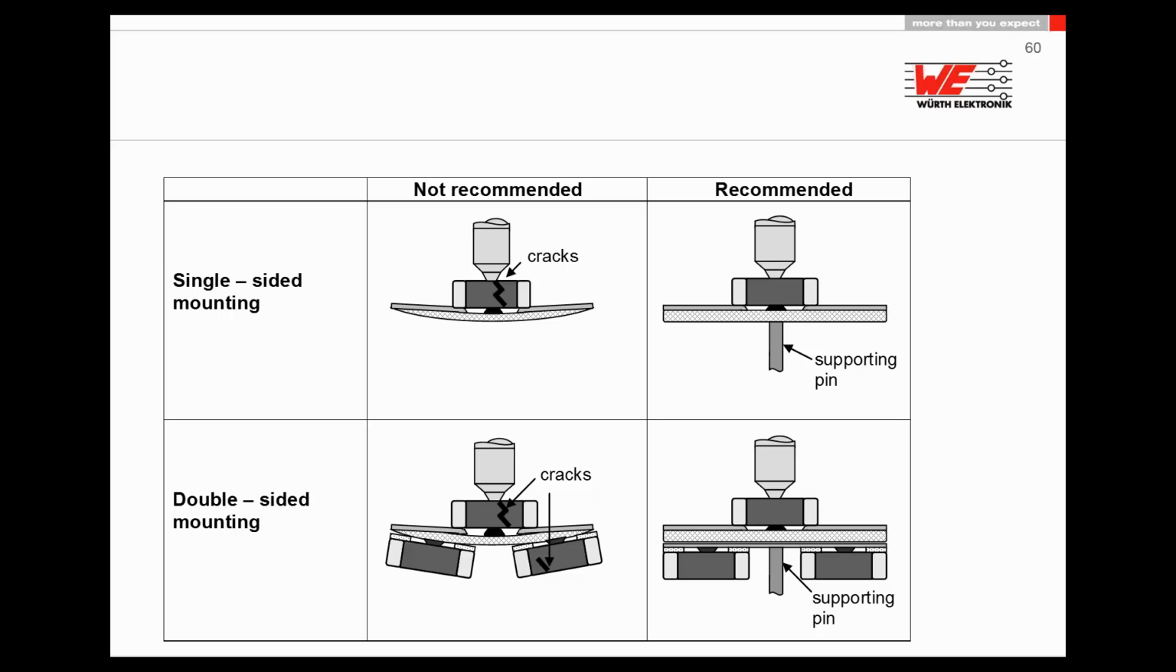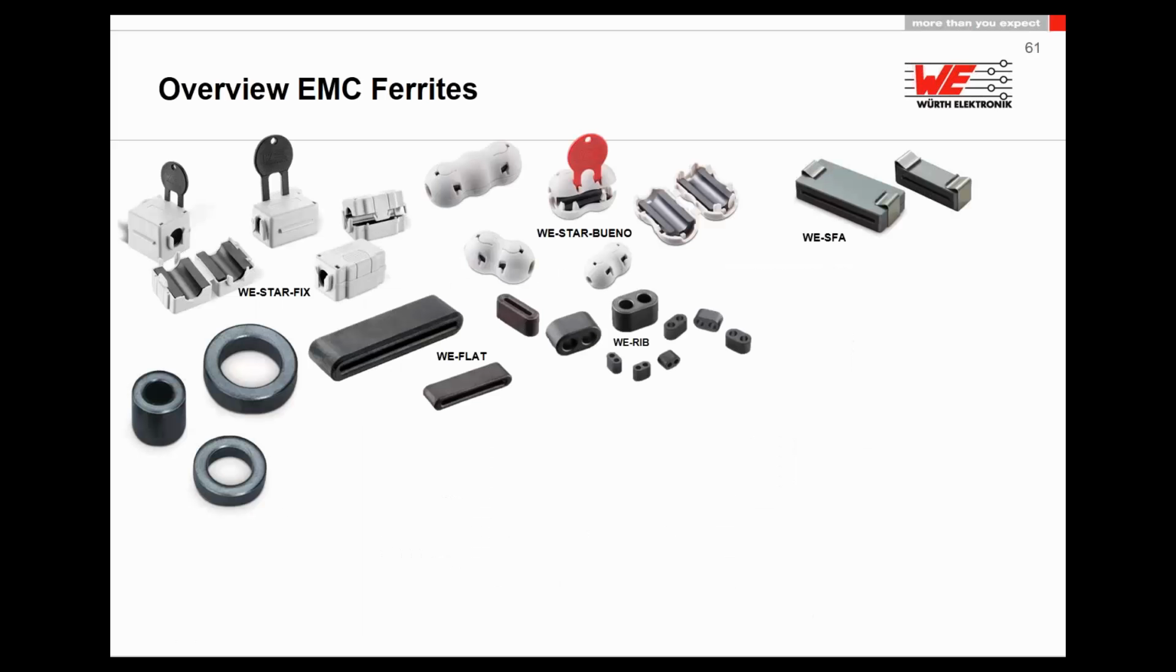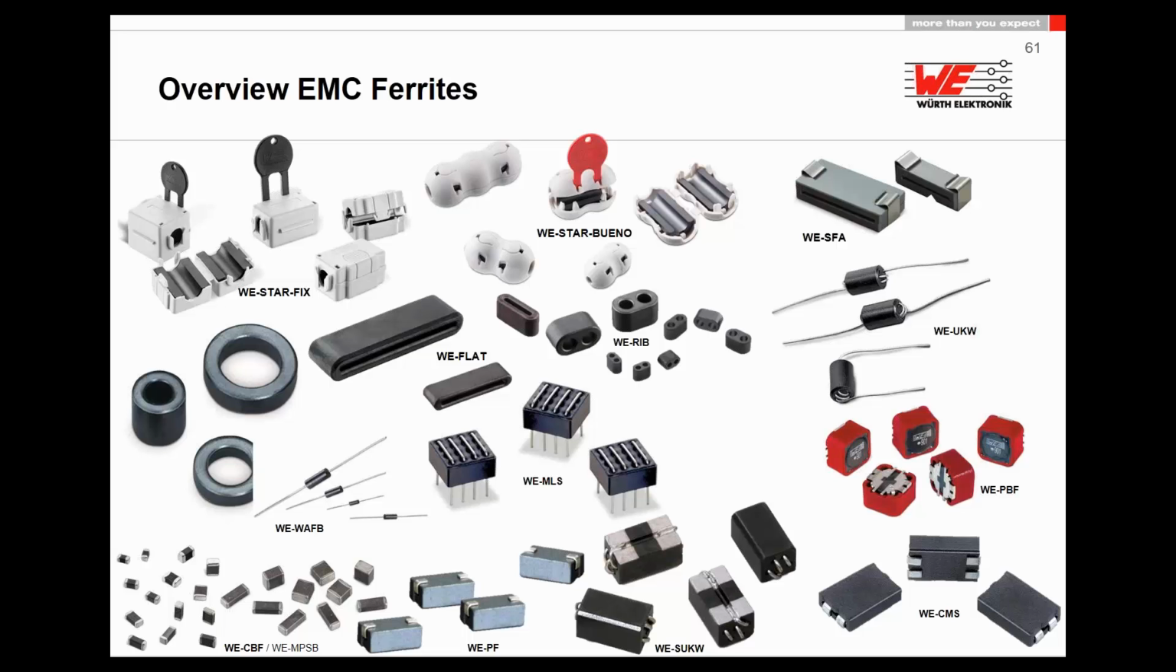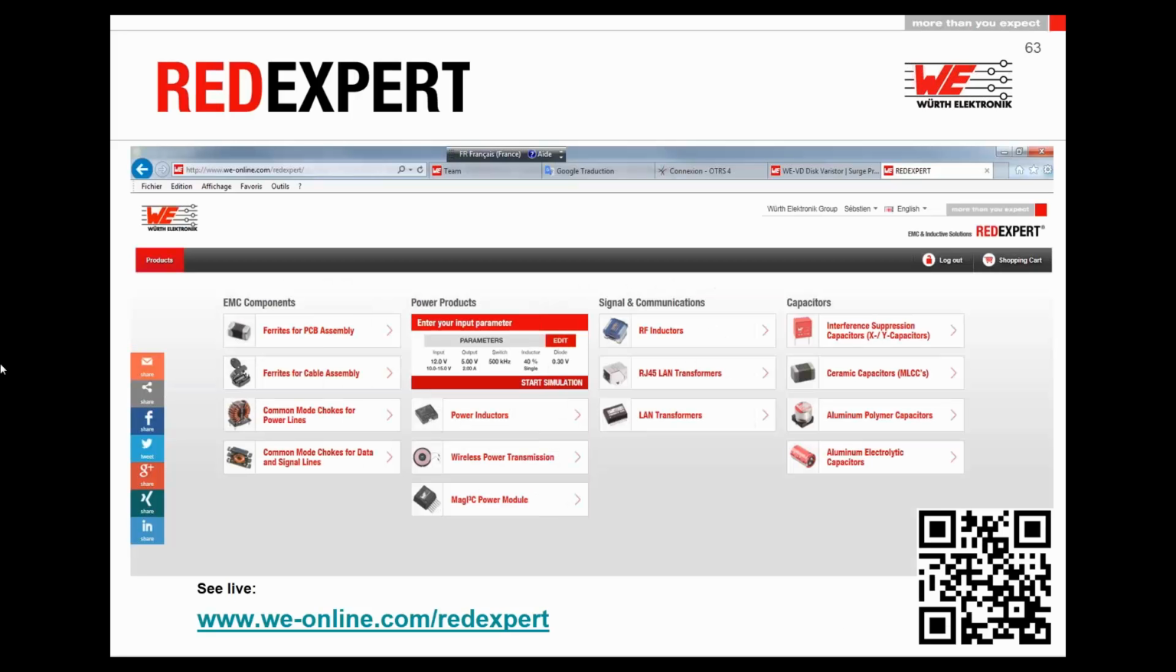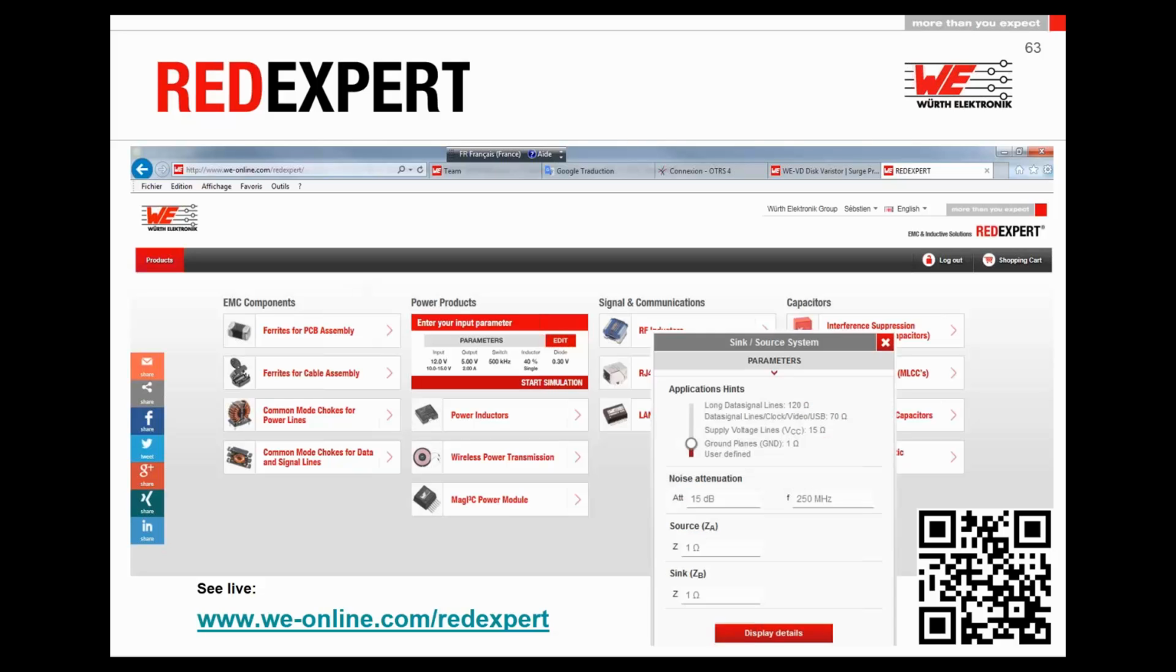More information about these ferrite beads you can find on our website. There are many different ferrites available from us, not just ferrite beads. And there are design guides in REDEXPERT, if you click on this link in the PDF, which will be available on the website as well, and of course also the recording. You can see all this with the pulse effect, and you can find the ferrite bead much more easily because you have the possibility to put in many frequency points. It's not just 100 like in a data sheet, and then you can filter which is good for your application.